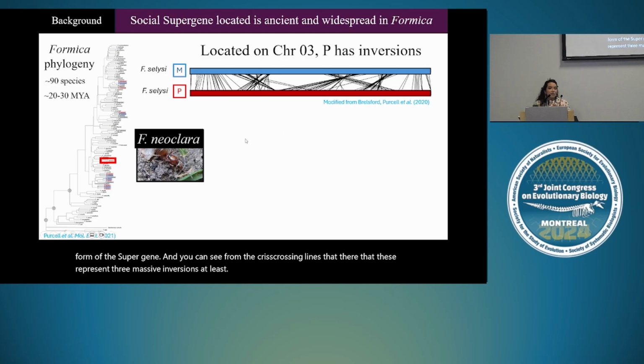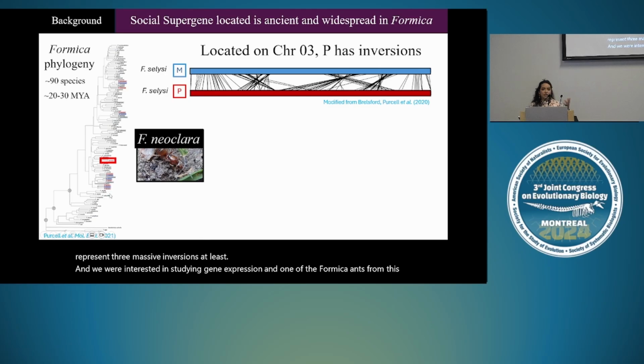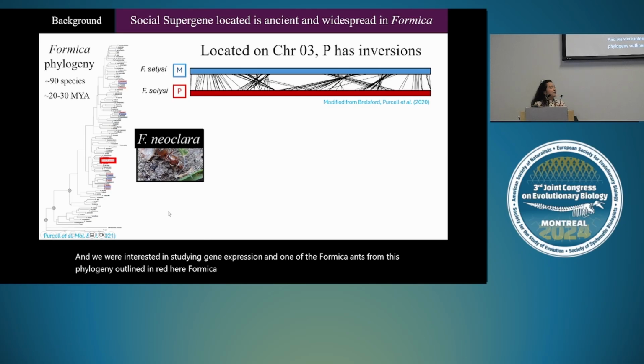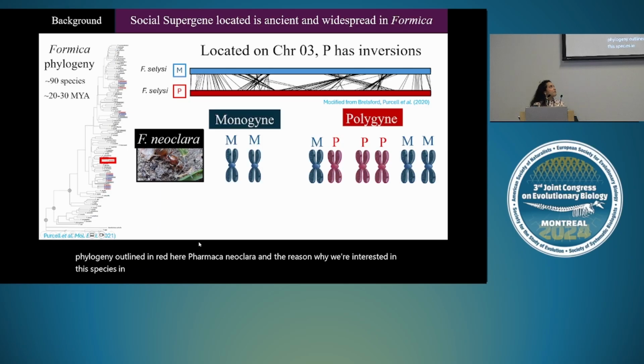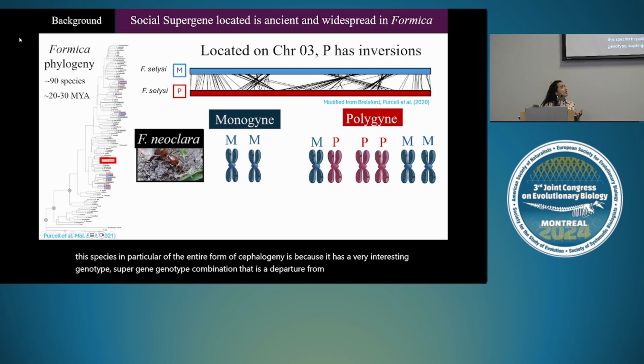And we were interested in studying gene expression in one of the Formica ants from this phylogeny outlined in red here, Formica neoclara. The reason we're interested in this species in particular of the entire Formica phylogeny is because it has a very interesting supergene genotype combination that is a departure from the classic Formica selysi model that was the first system studied.